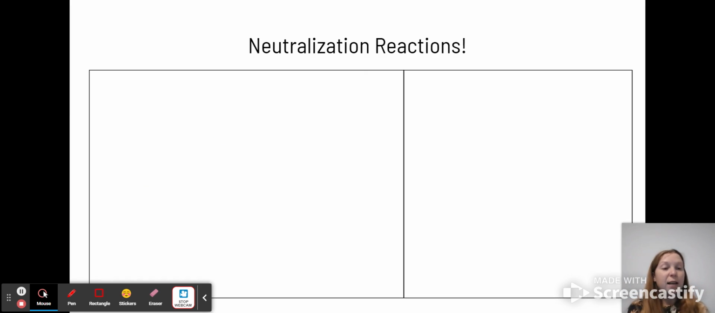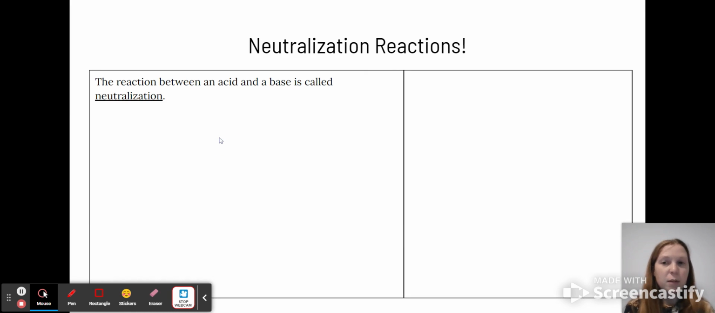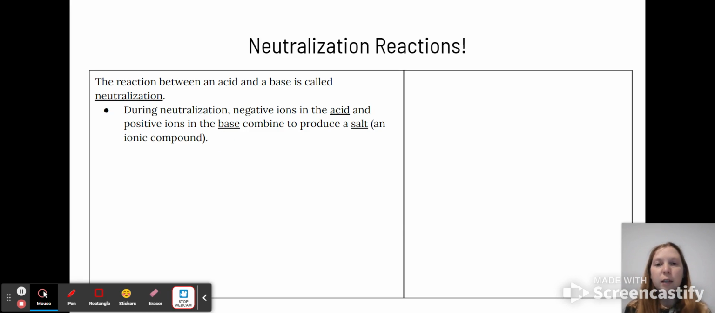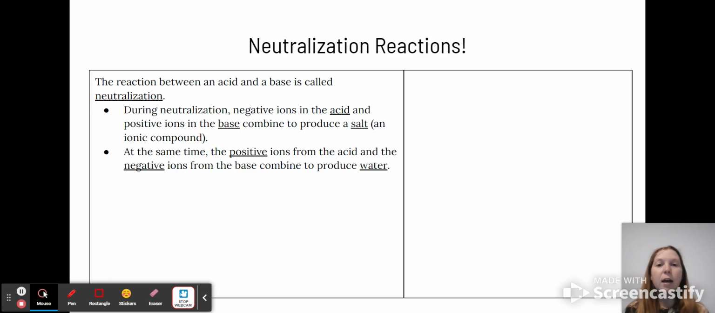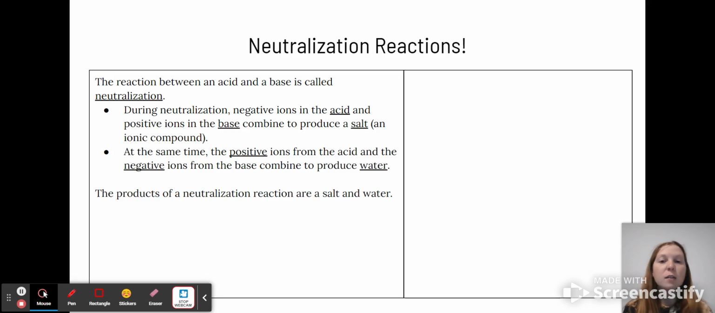Now that we know about both acids and bases, we can talk about what happens when you mix them together. If you mix an acid with a base, you will have a neutralization reaction occur because they neutralize each other. During this, the negative ions of the acid will combine with the positive ions from the base to produce a salt. So that's an ionic compound. And then the other ions, so the positive from the acid and the negative from the base, will combine to form water. So the products of a neutralization reaction are salt and water.